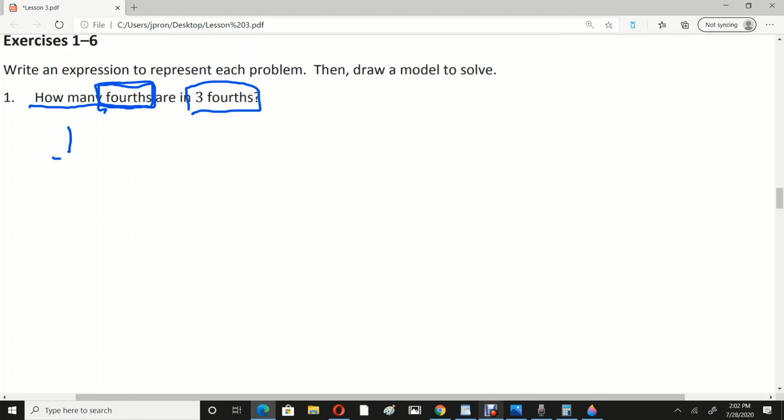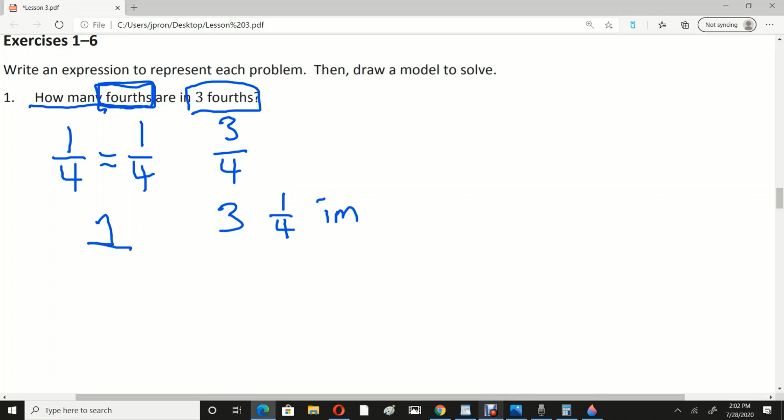How many 1/4ths are in a fourth? If you answered 1, that's correct. Now, how many 1/4ths are in 3/4? Did you say that there are 3 1/4ths in 3/4? Then you are correct.